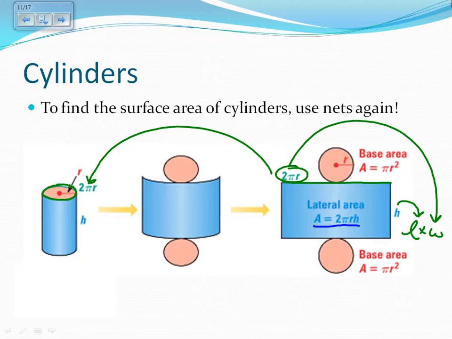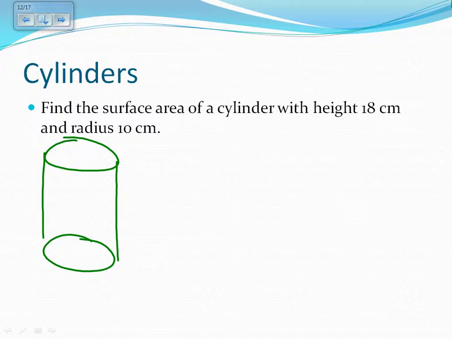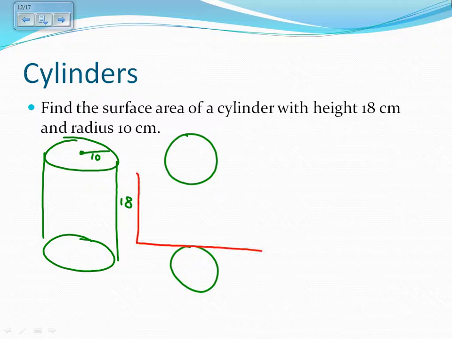The radius is what here? 10. The height is 18. We have 2 circles, remember? Okay? And then when we unfold, we have the wrap around the cylinder.